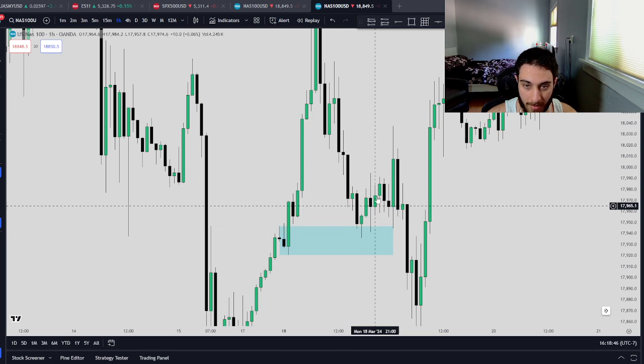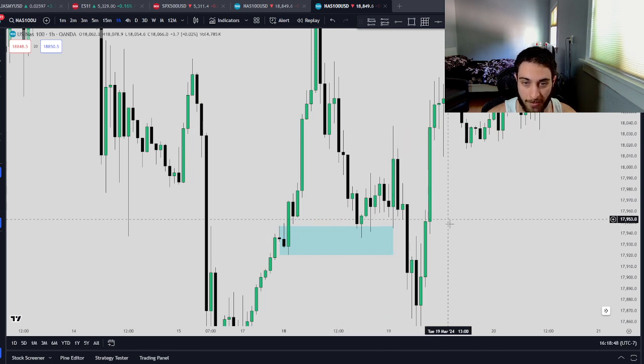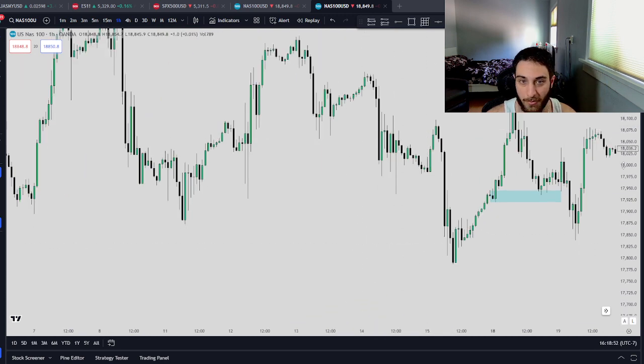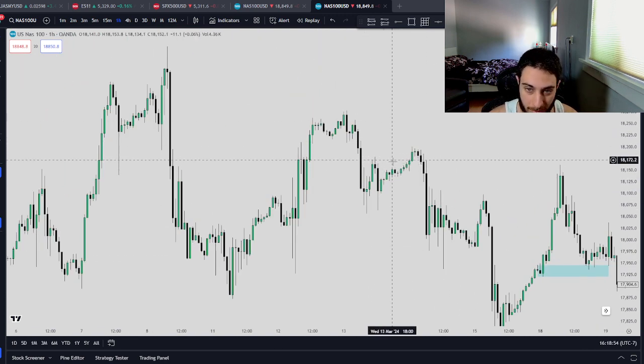Tapped in here. Entry. Cash a small move back up. Done. See if we can find one more. I want to find a good one for you guys.